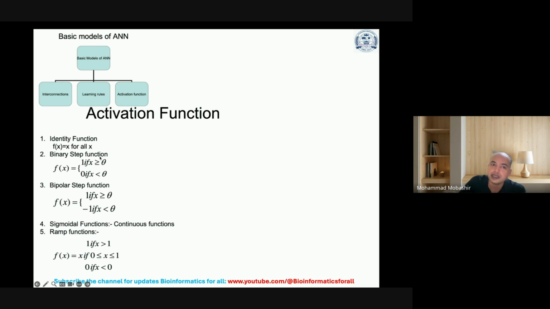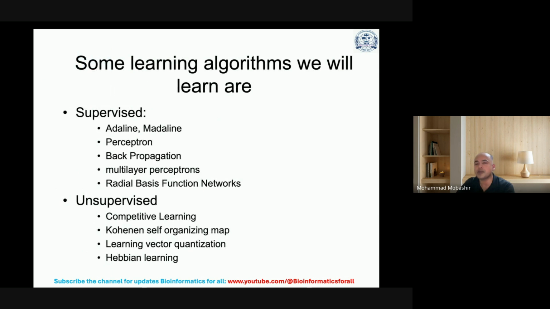Then the binary step function, 0 or 1. Then the bipolar step function. Then sigmoidal functions for continuous systems, and ramp functions. So these are some ways to represent the activation function. In the activation function, then it comes to threshold. The threshold can be decided by yourself.